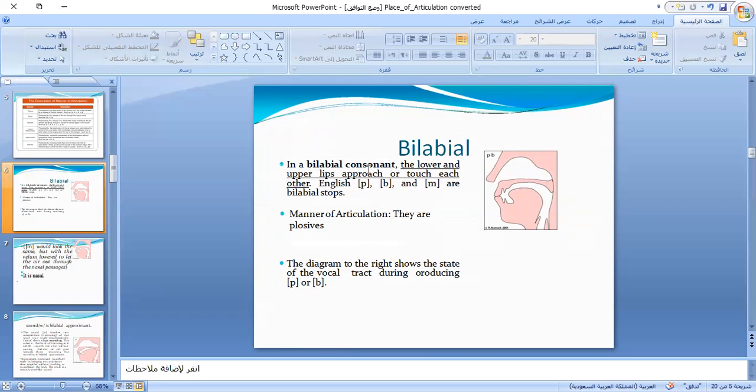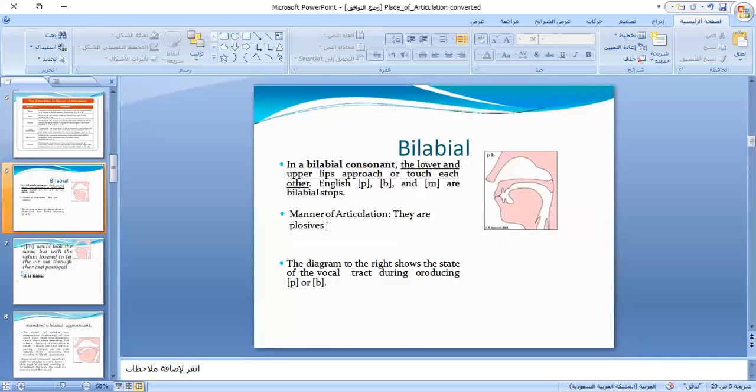Bilabial sounds. In bilabial consonants, the lower and the upper lips approach or touch each other, like P and B and M. They are bilabial. Look at the lips here in the figure. You see they are close to each other. Manner of articulation, they are plosives, which means the air is released suddenly.